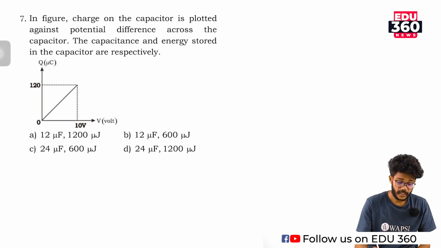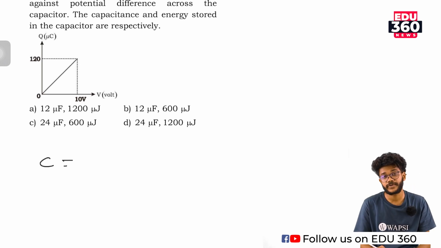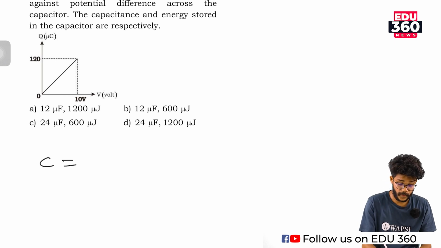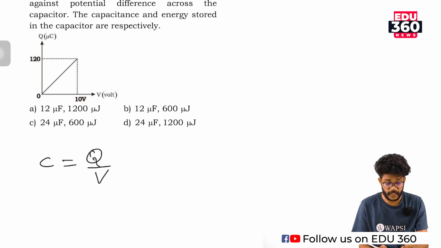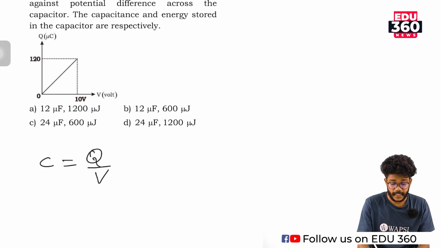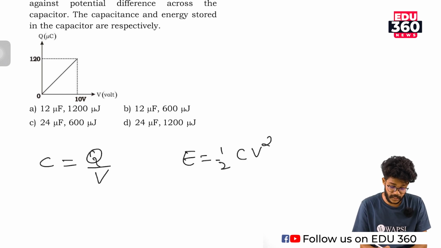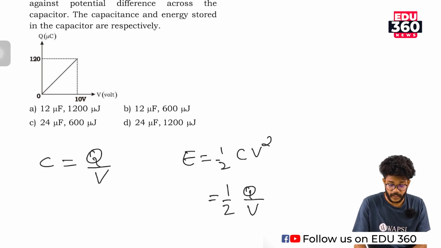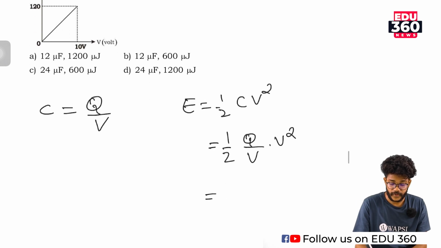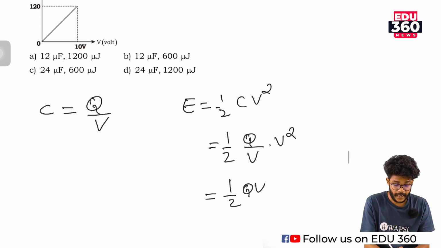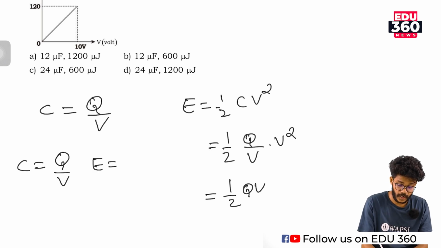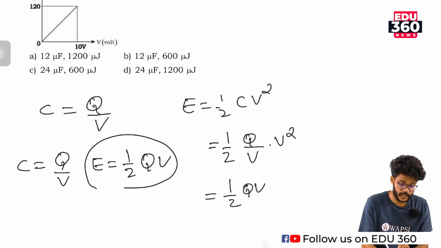So what is the capacitance? Q is equal to CV, so C is equal to Q by V, and Q and V are given. The energy of the capacitor is half CV square. And C is Q by V, so half of Q by V into V square is half QV. So C is equal to Q by V and energy is equal to half QV. These are the two equations.